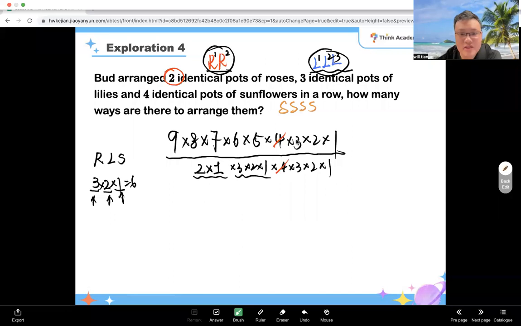So 4 and 4 cancel, 3 and 3 cancel. It's the same. And we know that 3 times by 2, you got 6. So you can get rid of this 6. 2 times by 1 is 2. So you can use 8 divided by 2, you got 4. So basically that equals 9 times 4 times 7 times 5 in the numerator, right? You have only 1 in the denominator, so you don't need to write that down. 7 times by 9, 63. 4 times by 5, 20. So the answer is going to be 1,260 different ways.